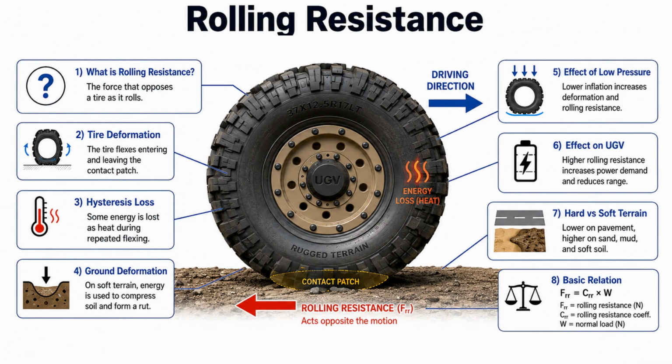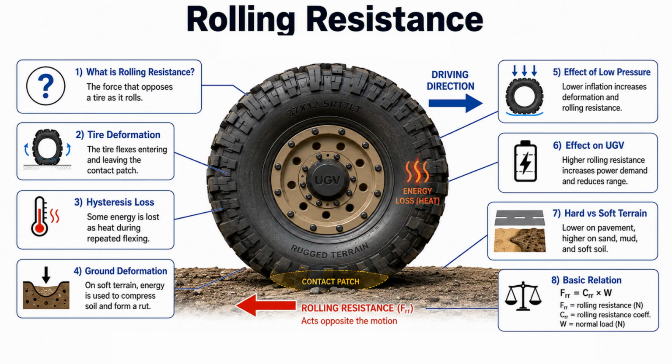This image explains rolling resistance, the force that acts opposite to a tyre's direction of travel. As the tyre rolls, it continuously flexes while entering and leaving the contact patch. Because rubber does not recover all of its energy perfectly, some energy is converted into heat. This is called hysteresis loss.